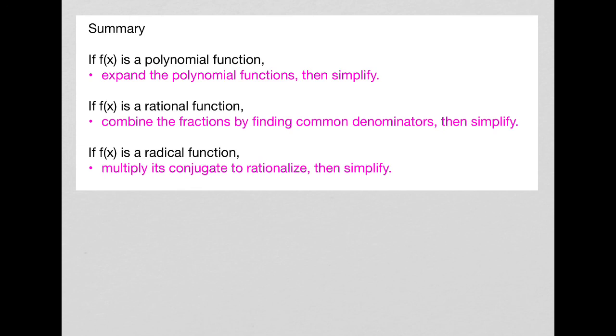The last one, if a function is a radical function, that means you see a square root, all you need to do is times by its conjugate to get rid of the square root. This process is called rationalization, and then you simplify it and you substitute 0 into h to find the slope of a tangent. Therefore, you will find a derivative of a function, which is the slope of a tangent at any point along the curve.